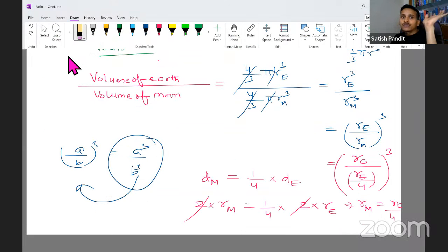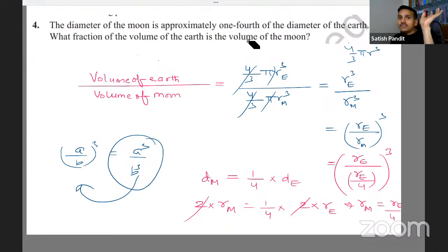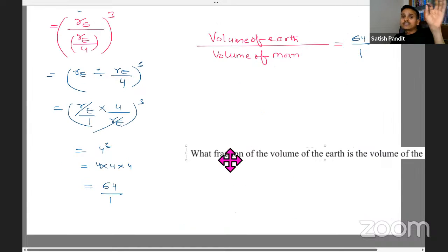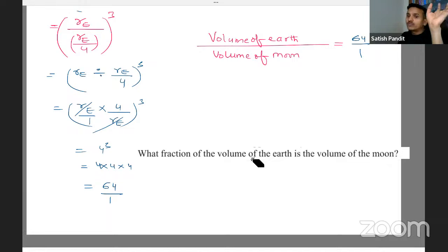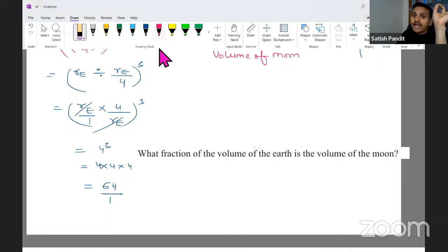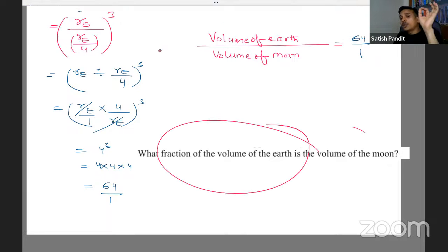what fraction? Okay. See, fraction means what? Part of a whole. You have a complete thing. Part of that is actually part of a whole is called a fraction. Fraction is part of a whole. Now, the question is like this. What fraction of the volume of the Earth is the volume of the moon?